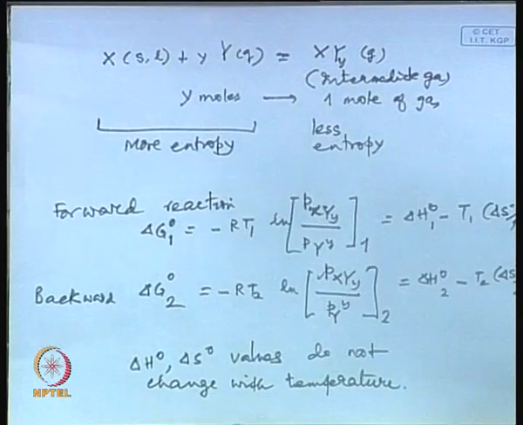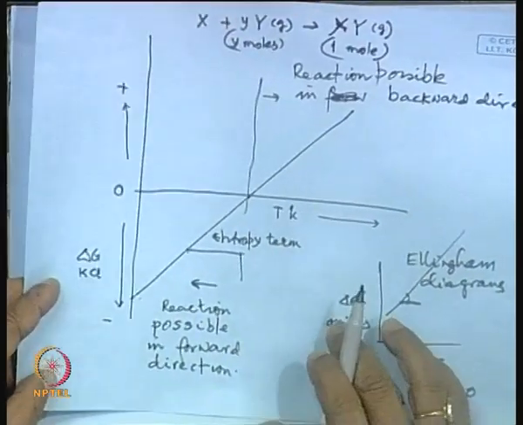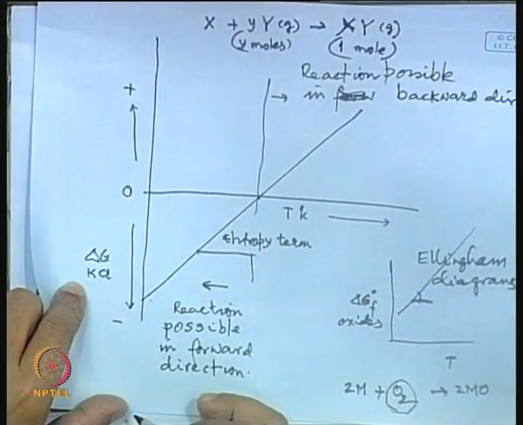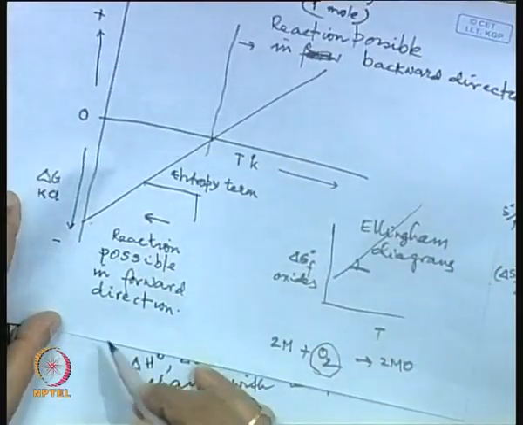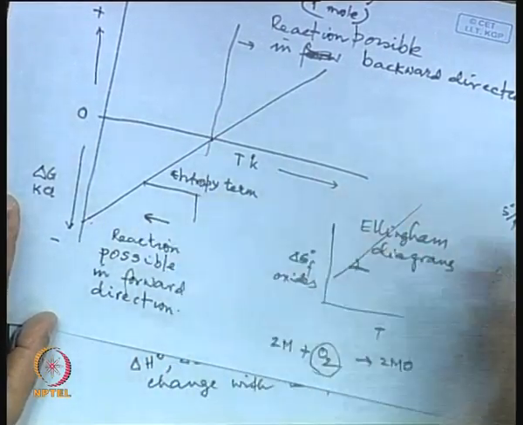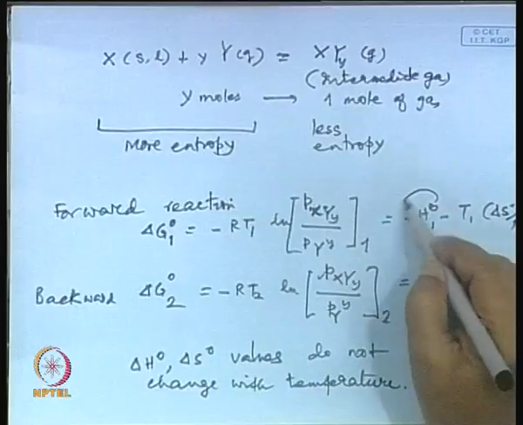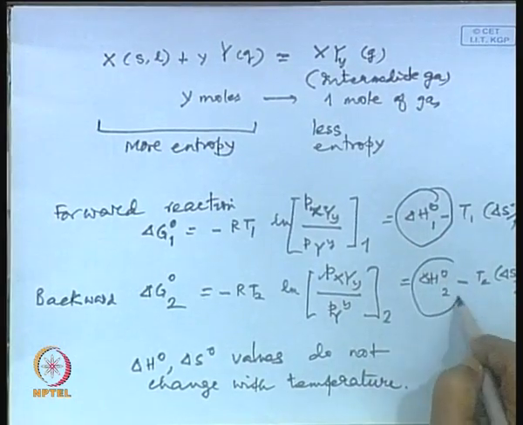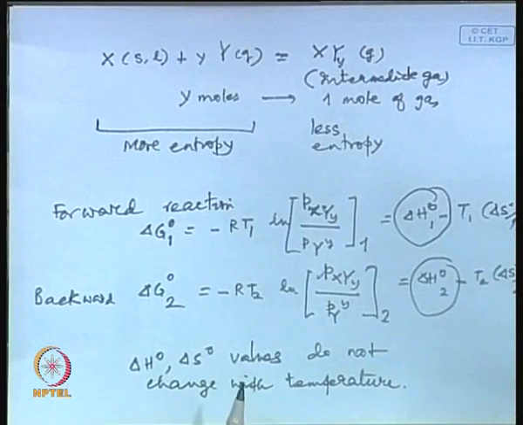On the other hand, if the delta H naught term was very large, then also there will be a problem, because delta H naught actually is the intercept, as we had seen in Ellingham diagrams. It means, if the line was something like this, the temperature was so high that it was inconceivable that we will go to such a high temperature for decomposition. So, there is a restriction here: delta H naught should not be 0, should not be too high.